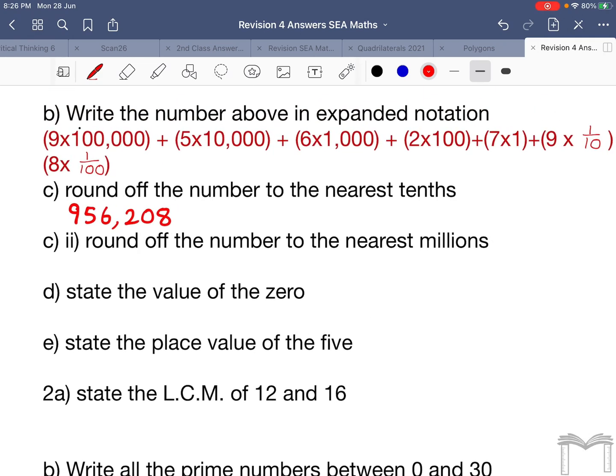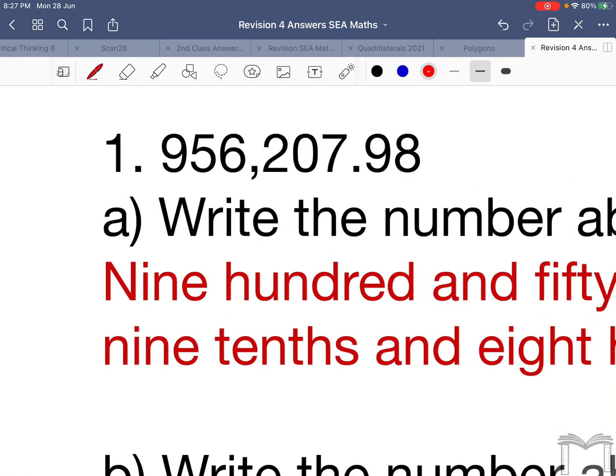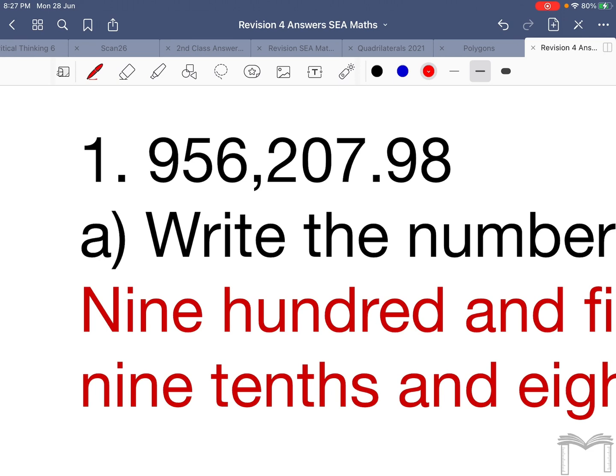Part 2. Round up the number to the nearest millions. So again, we are talking about the same number above. Here we can see that this number only goes up to hundreds of thousands. So how can we round it off to millions? Well, after hundreds of thousands, we go to millions. So we can use a place filler, 0, for the millions, since there are no millions.